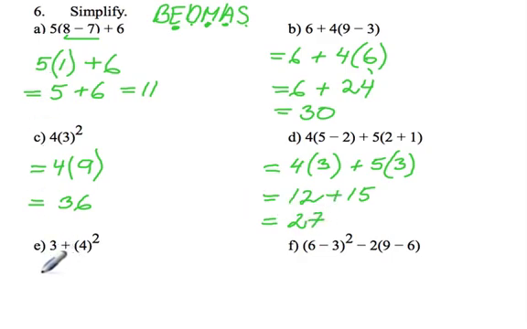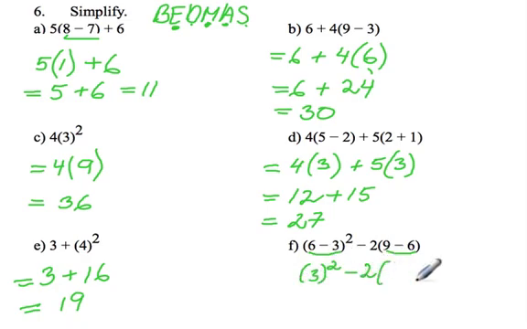Question E. You have 3 plus exponents, so 4 to the power of 2, or in other words 4 square is 16, and 3 plus 16 is 19. Question F. Remember, you have to do the operations in the brackets first. So 6 minus 3 is 3, and 9 minus 6 is also 3.